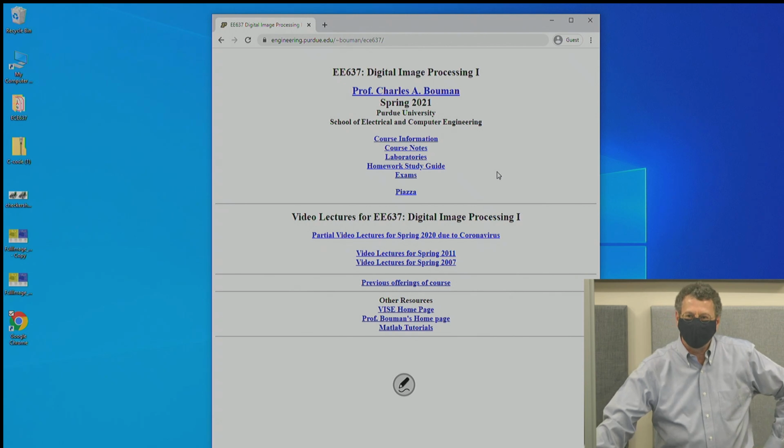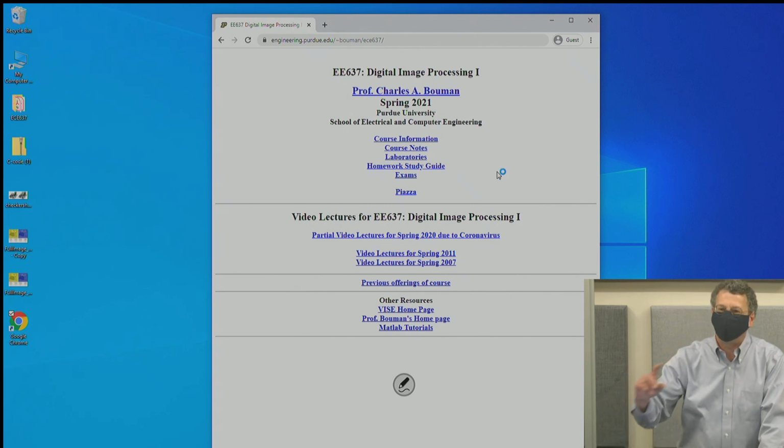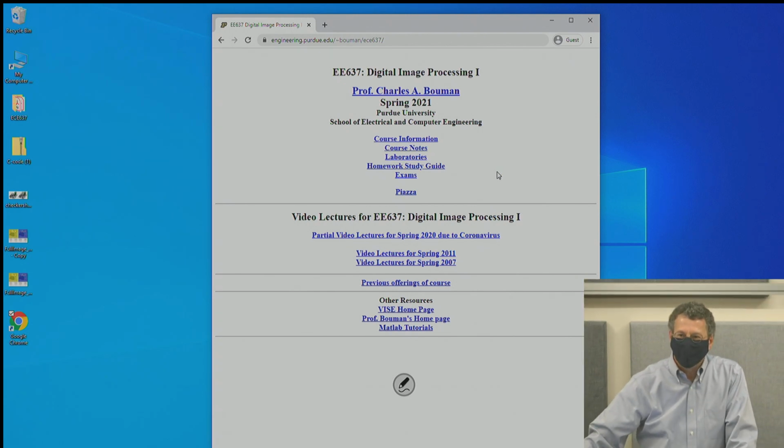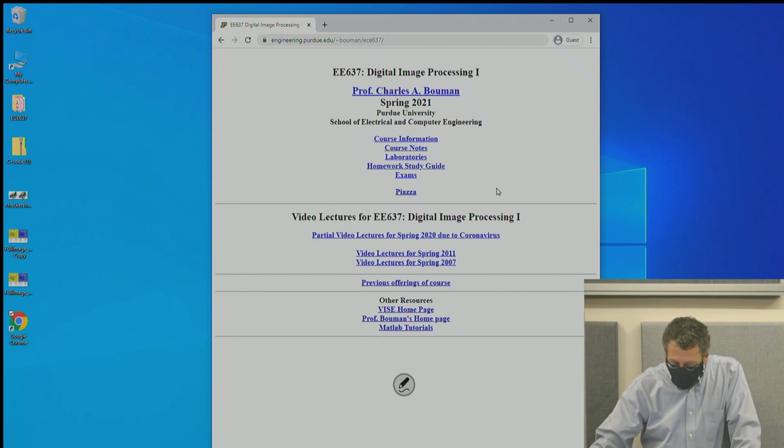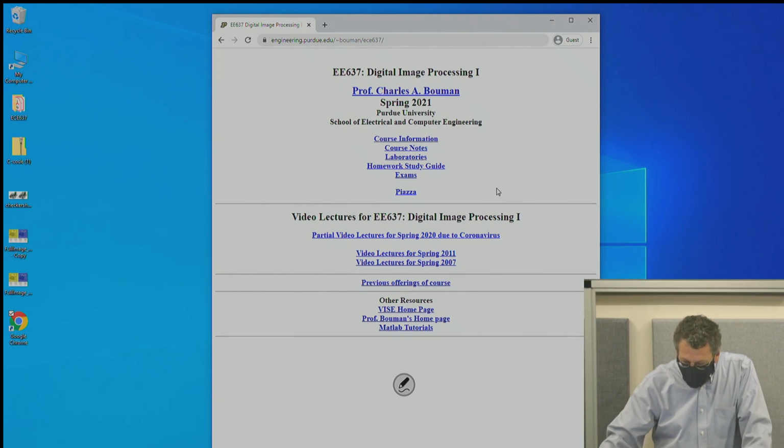Obviously you can get it by just Googling 637 and my name will come up. We have a little inset picture there, which I really like. So I just updated this. I haven't enabled Piazza yet. I've got to do that.